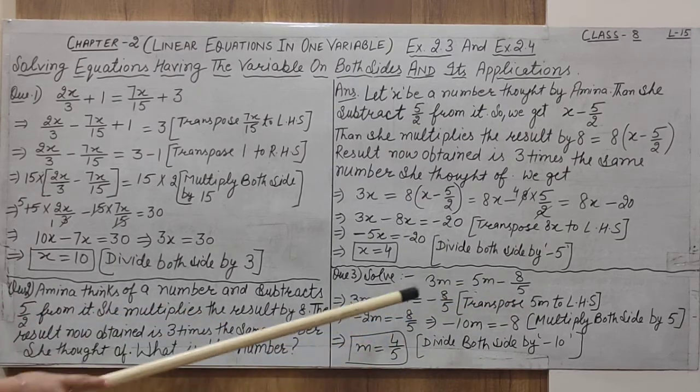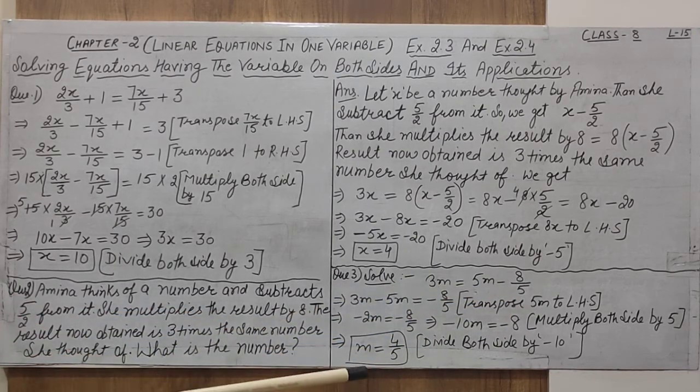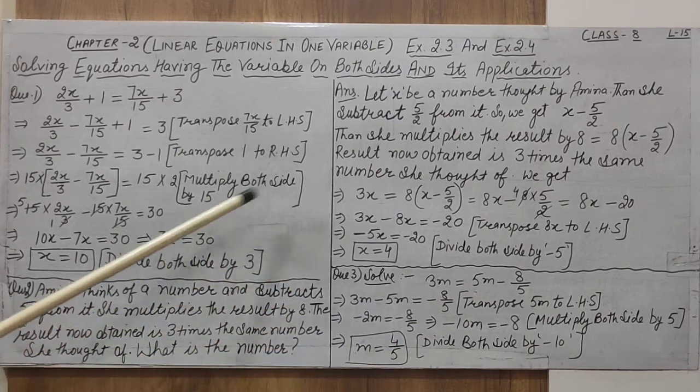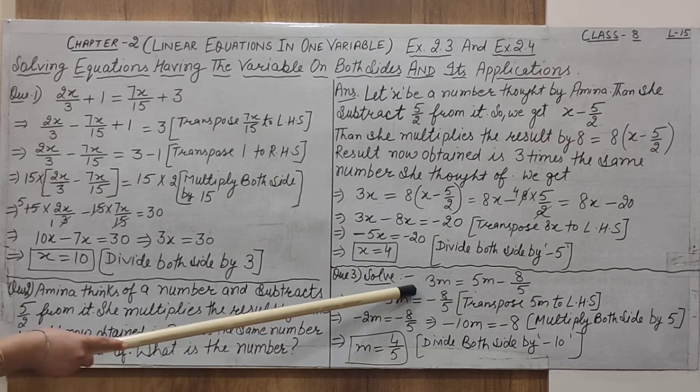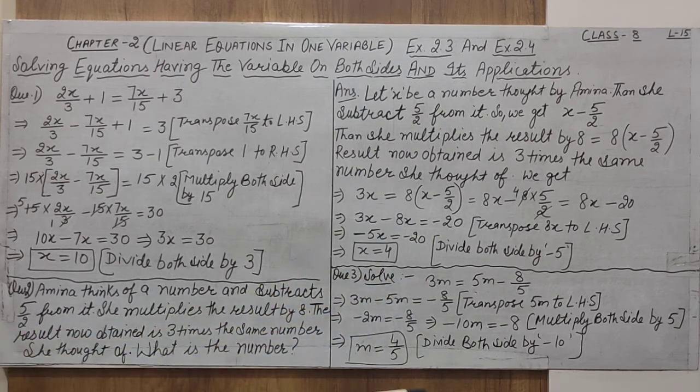In this question, m is a variable. That's why I have selected it for you. In both the earlier questions, we had selected x as a variable, right? But in this question, m is a variable. How can you solve this equation?